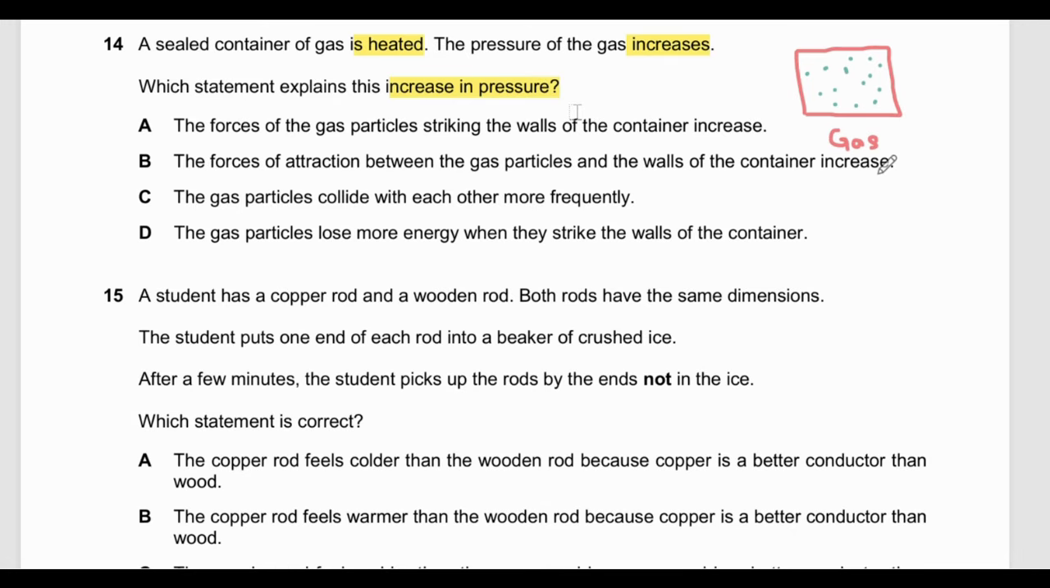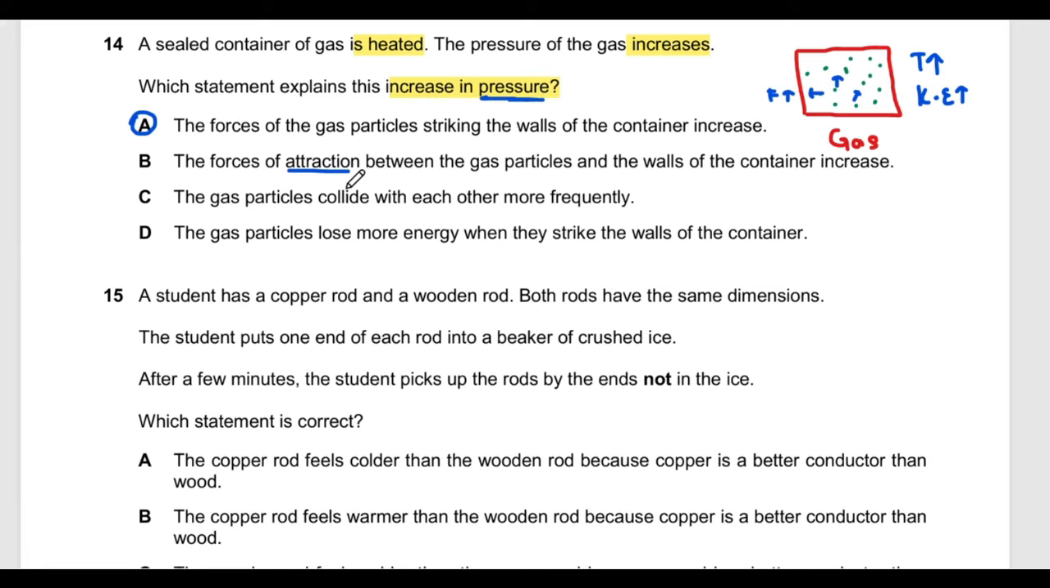If a sealed container is heated, the temperature of the container will rise. Due to the increase in temperature, the kinetic energy of the molecules will also increase. And due to the increase in kinetic energy, the particles will start moving faster and will hit the walls of the container more often, due to which they will exert more force on the walls of the container. More force means greater pressure. Option A says the force of gas particles striking the walls of the container increases. Yes, the force increases because molecules are colliding with the walls more often.